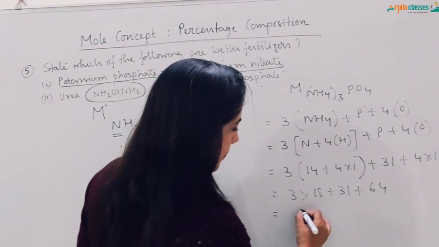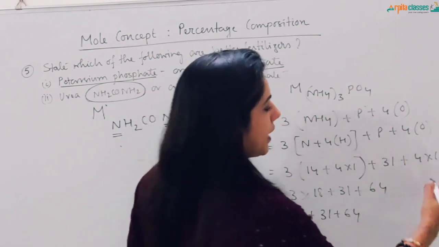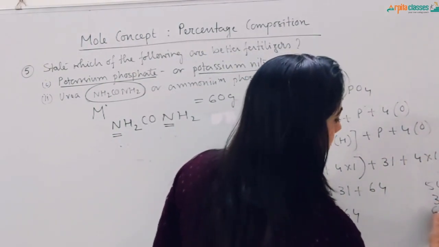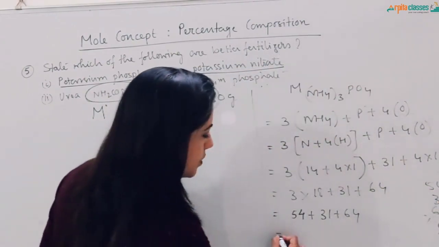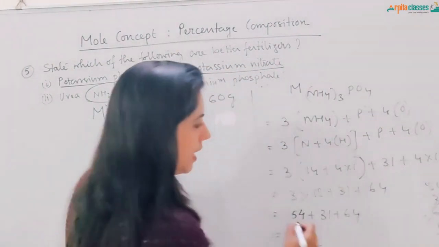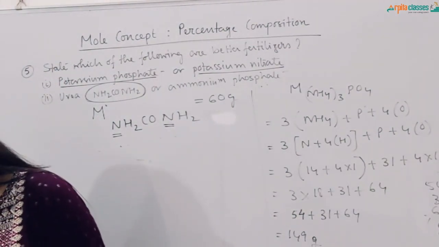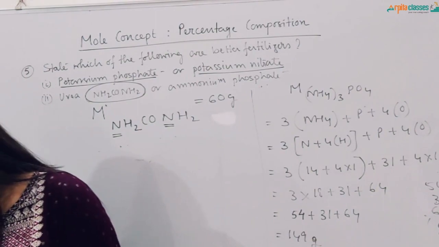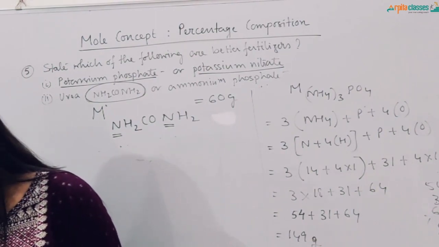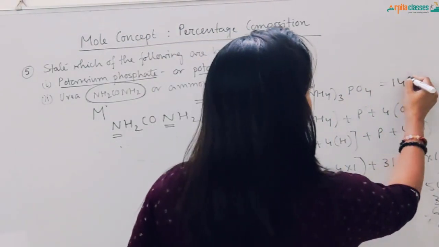So it is 54 plus 31 plus 64. If I do the calculation, 54 plus 31 plus 64, 149. So it's coming 149 gram. Let me just check the calculation once. Yes, it is 149 gram. So this is 149 gram, I'll write it here.